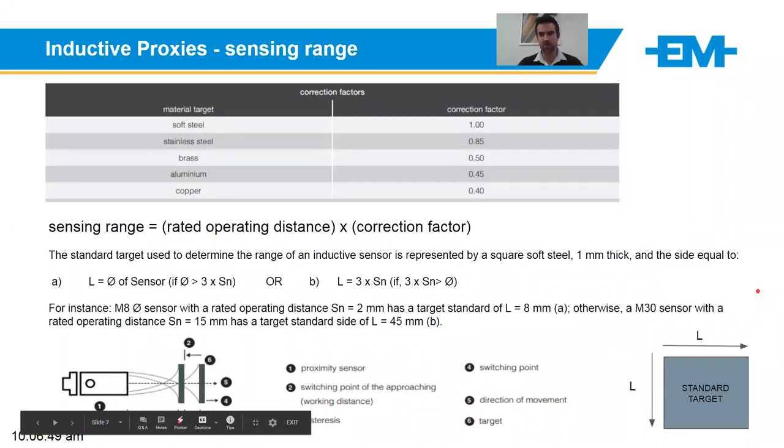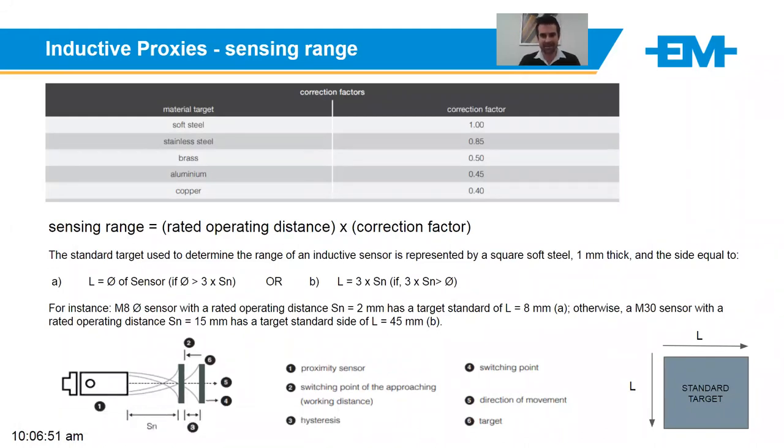So with this in mind, you will probably see that if a proxy says 2 millimeters or 8 millimeters as a sensing distance, that might deviate slightly according to the correction factor that you can apply to different materials, as well as the thickness of the material. It also can contribute to the actual sensing distance.